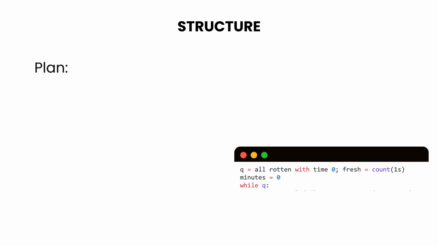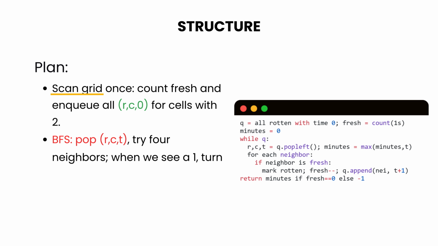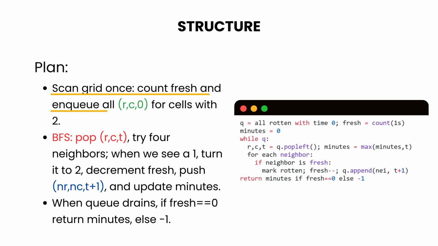Here is the structure. Plan. Scan grid once, count fresh and enqueue all (r, c, 0) for cells with 2. BFS. Pop (r, c, t), try 4 neighbors. When we see a 1, turn it to 2. Decrement fresh, push (nr, nc, t+1), and update minutes. When queue drains, if fresh equals 0 return minutes, else -1.